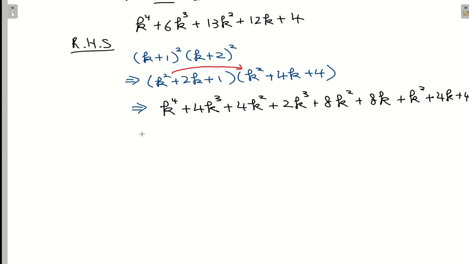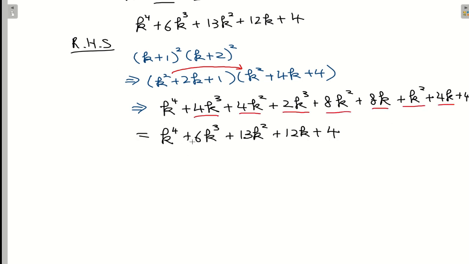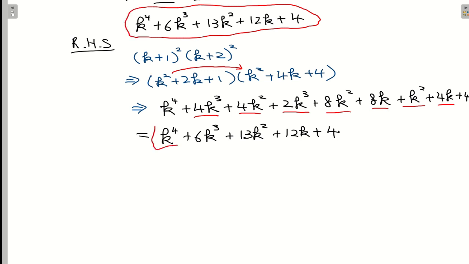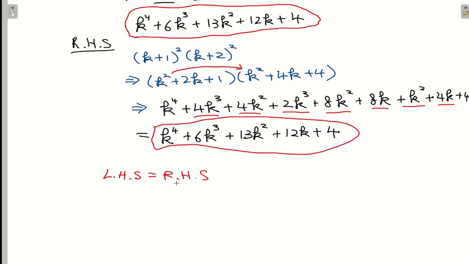And we add up the similar terms, and we get k to the power of 4 plus 6k cubed plus 13k squared plus 12k plus 4. And then you can see from the left-hand side we get this, and from the right-hand side we get this. So now the equation, the left-hand side, is equal to the right-hand side. We have proof. This is how we prove by induction.